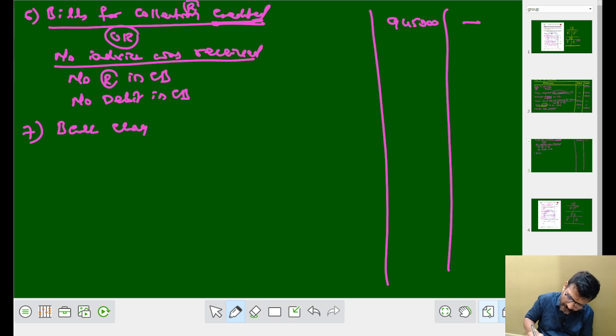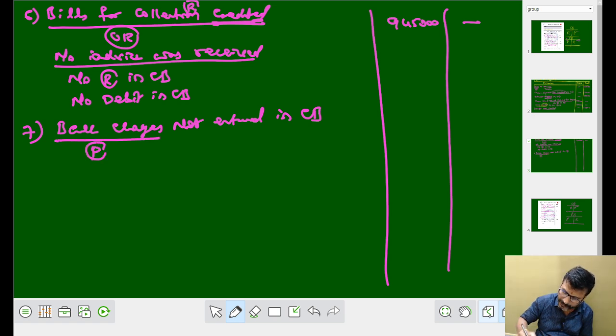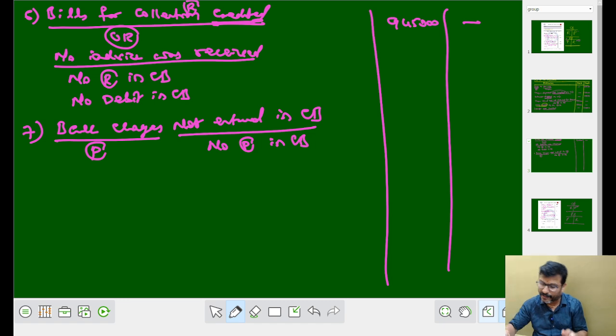Bank charges not entered in cash book. Bank charges means payment. Not entered in cash book means no payment in cash book, means no credit in cash book. So where we have to take? We have to take it in the credit side. It is of rupees 2,85,000.